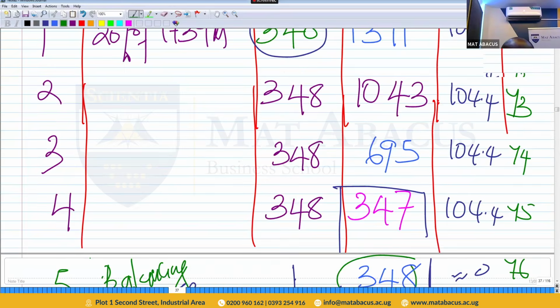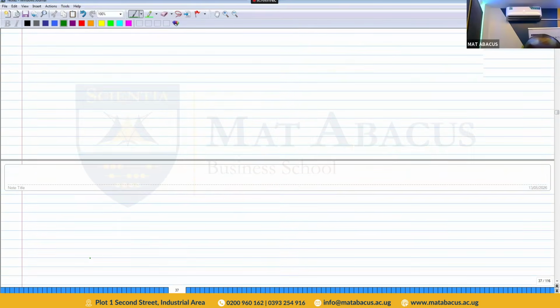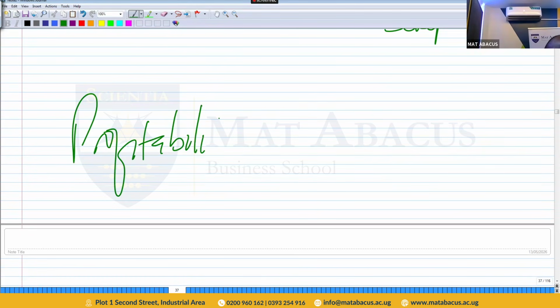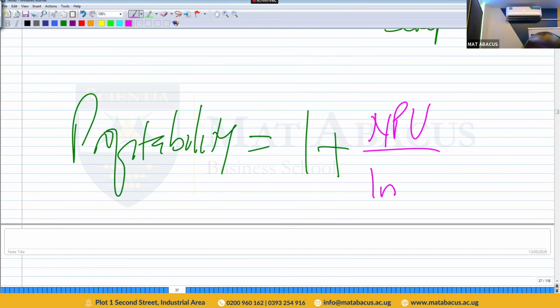I will do it on the journal. So finally, our profitability index, well, that's what they told us to do. Our profitability index, I'm going to use 1 + NPV divided by initial investment. We usually make mistakes here. NPV divided by initial investment.